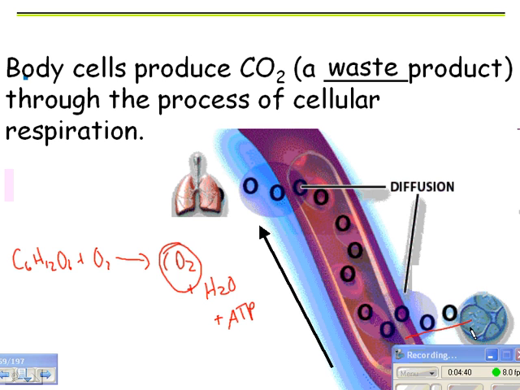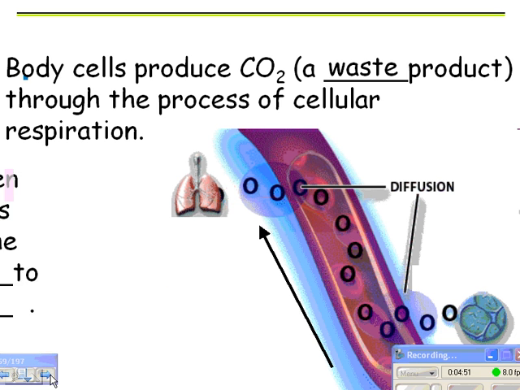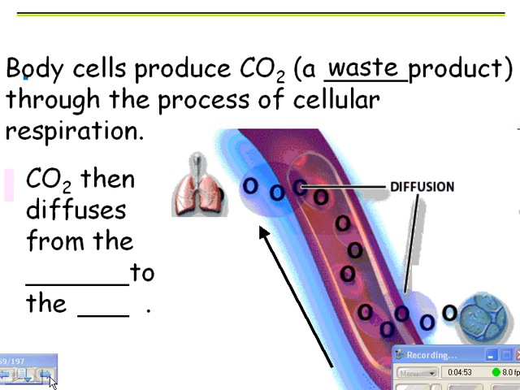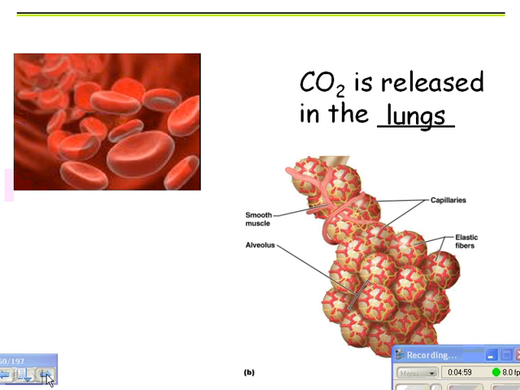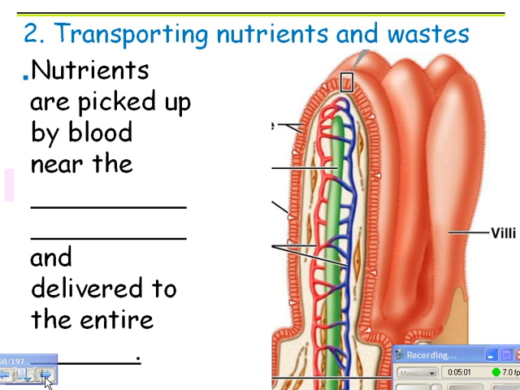So that means the high concentration is in here, goes out to the blood, goes around the body, and into the lungs. I drew this as if it can go either direction. It's really going in one direction, but it will eventually get back to the lungs. So CO2 diffuses from the body cells to the blood and then to the lungs. So CO2 is released in the lungs.